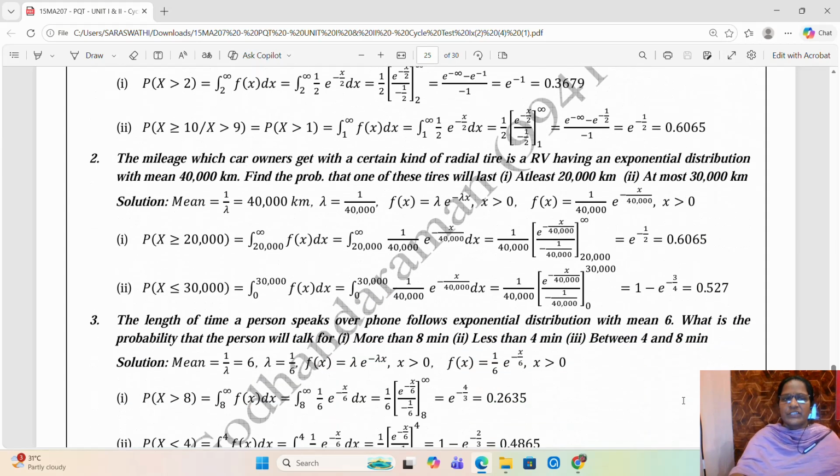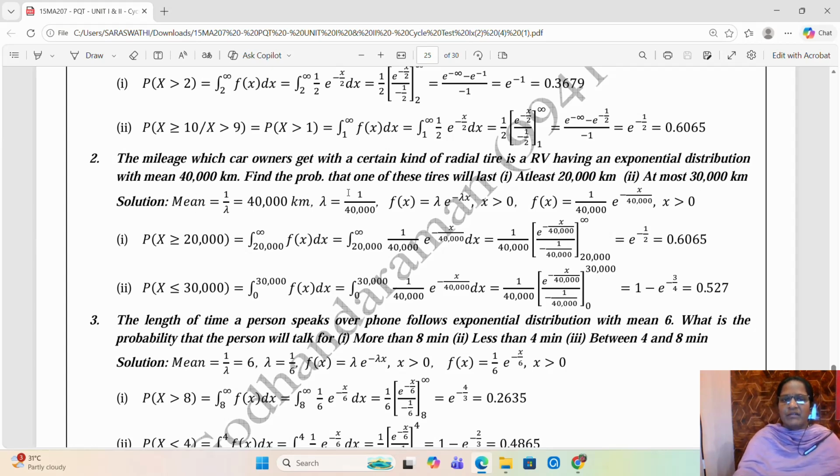Now the next question: the mileage which car owners get with a certain kind of radial tire is a random variable having an exponential distribution with a mean of 40,000 kilometers. Find the probability that one of these tires will last at least 20,000 kilometers and at most 30,000 kilometers.